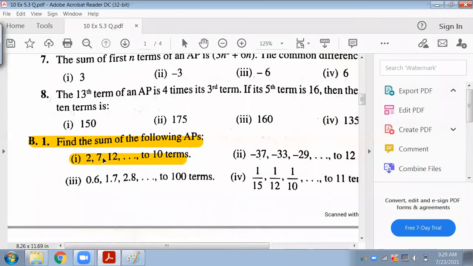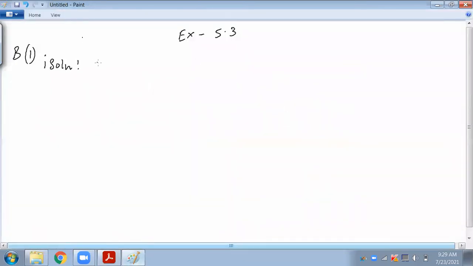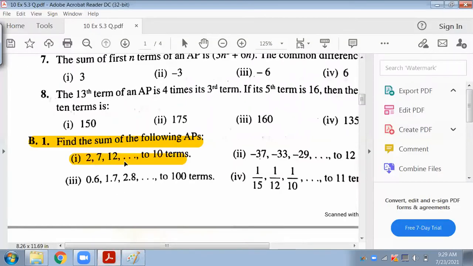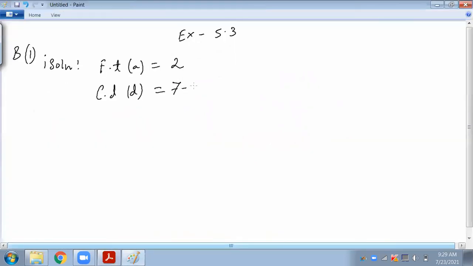Now, since the AP is given to us, from the AP we can write the first term. The first term is 2, and the common difference we can find from the first and the second term. So let's do that. Here the first term is 2. Then find the common difference. Common difference d is what? How to find the common difference? We take the second term minus the first term, second minus first. So it is how much?